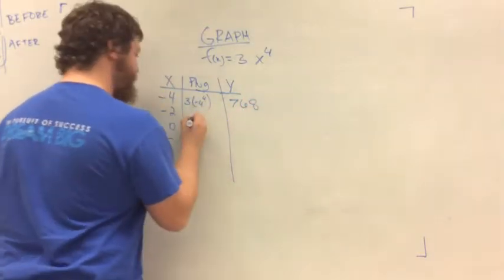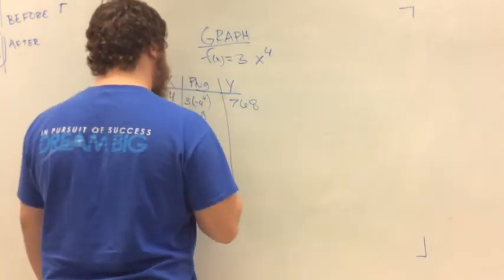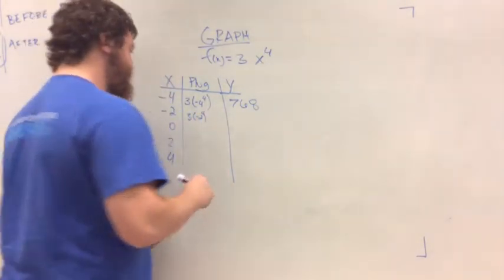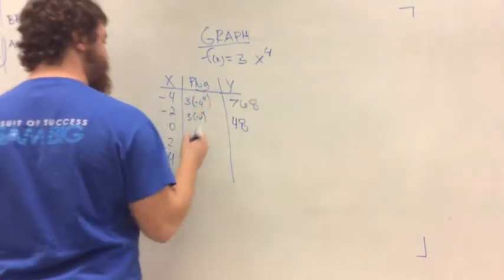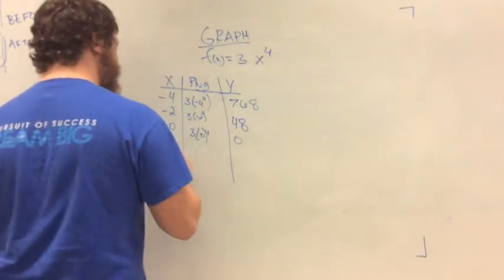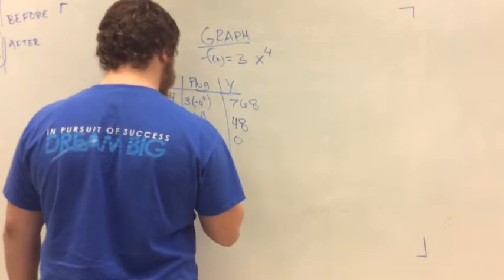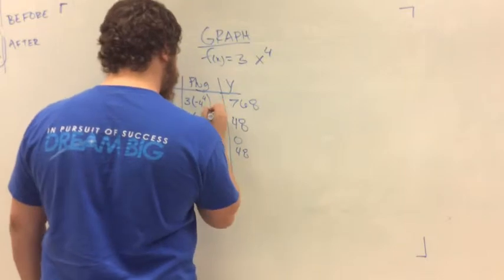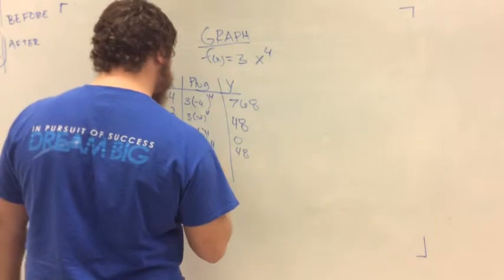Now I'm going to do 3 times -2 to the 4th. 2 times 2 is 4 times 2 is 8 times 2 is 16. 16 times 3 is 48. Then 0 to the 4th is 0, times 3 is 0. 2 to the 4th is going to be the same thing, 48. And then 4 to the 4th, I'm going to go back up to 768.